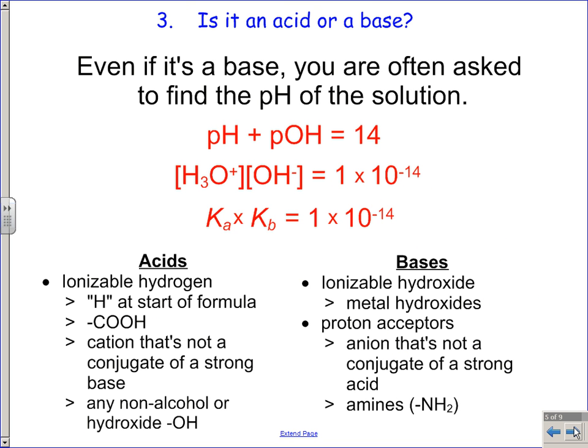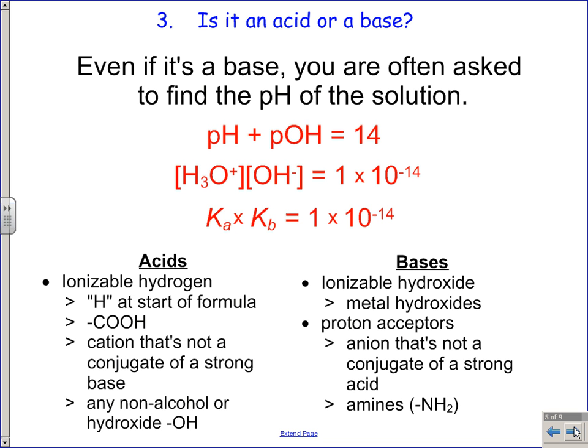Number three, is it an acid or a base? There's a variety of things related to this general idea. One thing, even if it's a base, you're often asked to find pH. So be aware, and this was hinted in a previous idea, that if you're dealing with a base situation, you're going to get OH minus when you set up your equilibrium problem. And if they're asking you for pH, you have to address that.